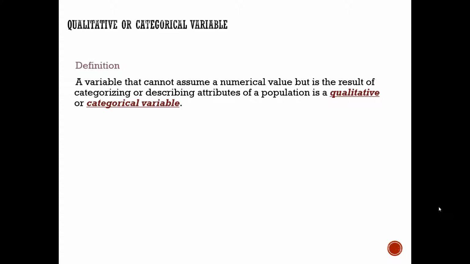A variable that can't assume a numerical value, and is the result of categorizing or describing attributes of a population, is called qualitative or categorical. Now think about this. Hair color. If I had a box for each hair color, and I counted the number of people in my class that were blonde, brunettes, redheads, that would be categorical variables. What about blood type?